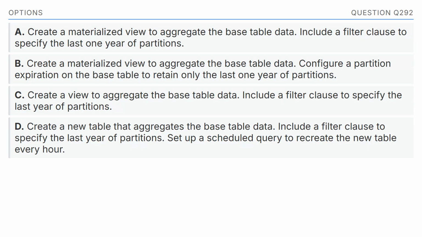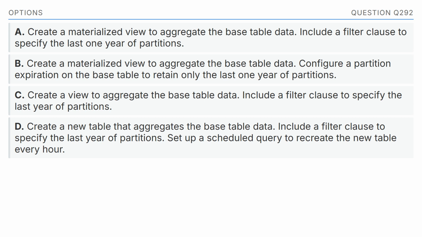The options are: Option A, create a materialized view to aggregate the base table data. Include a filter clause to specify the last 1 year of partitions. Option B, create a materialized view to aggregate the base table data. Configure a partition expiration on the base table to retain only the last 1 year of partitions.